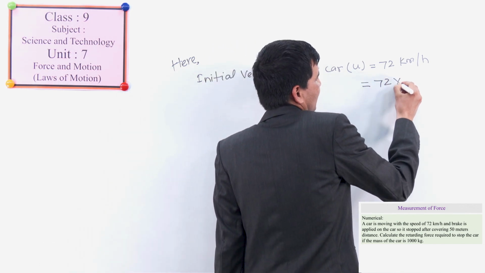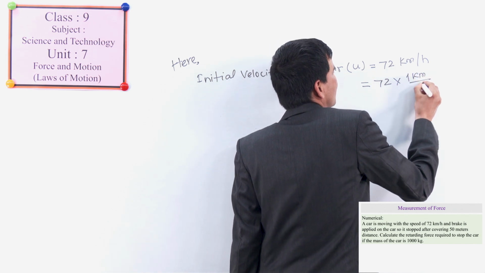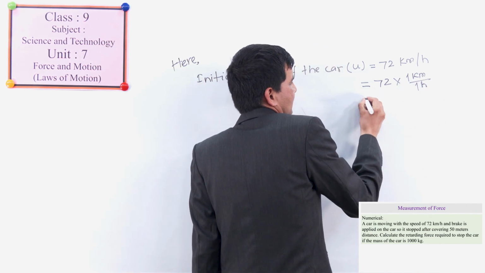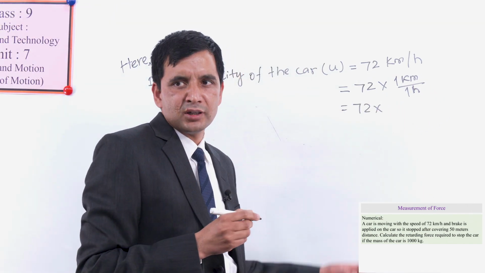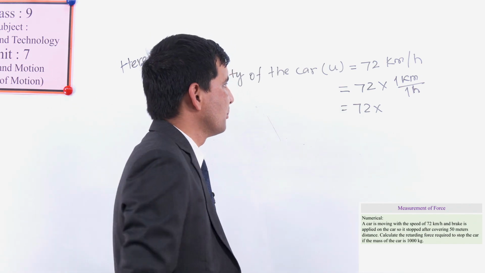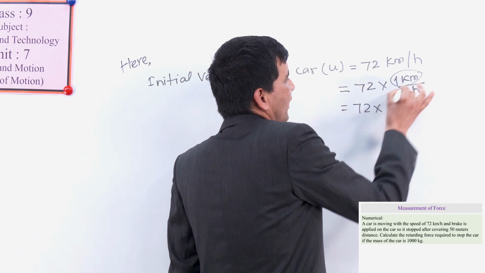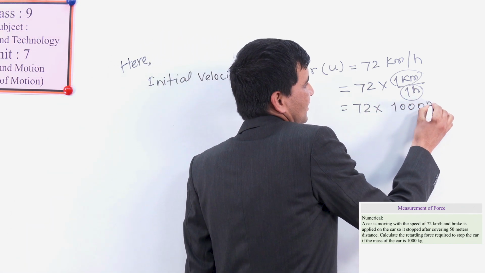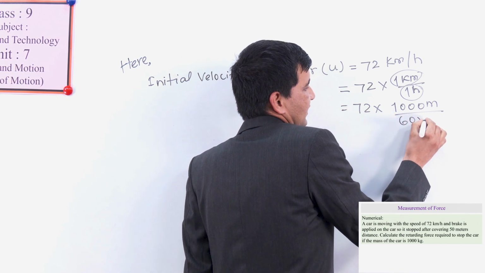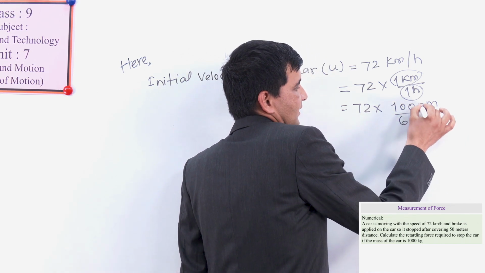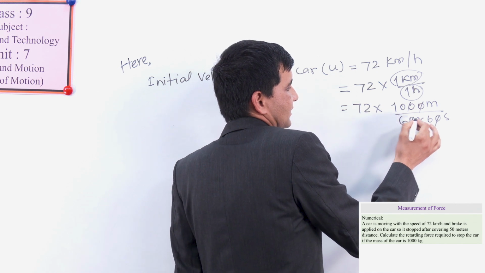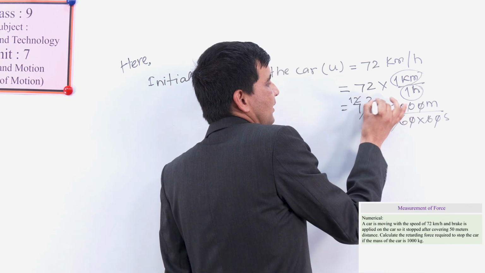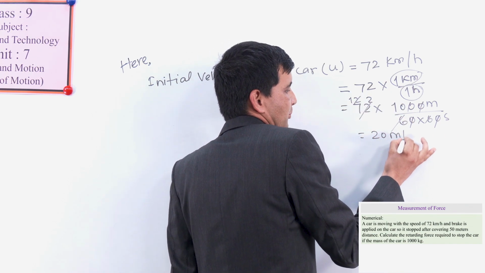Write down 72 into 1 kilometer by 1 hour. 72 stays as it is; you don't need to convert the numeric value, but 1 kilometer and 1 hour we are going to convert. 1 kilometer is equal to 1000 meter. 1 hour is equal to 60 into 60 second. Let us cancel the zeros. 6 sixes are 36, and 6 twos are 12. Then its velocity becomes 20 meter per second.